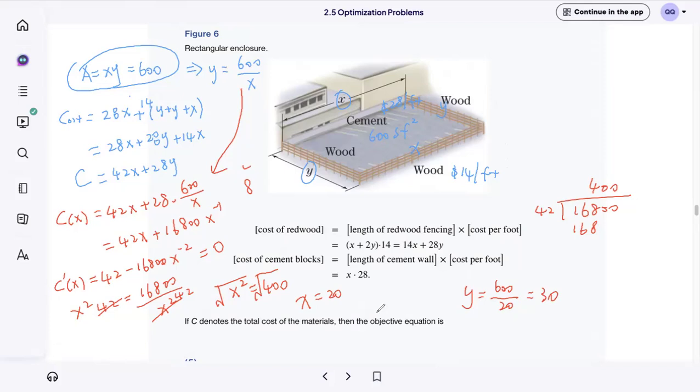All right, so that's how we find it. You see, again, we're given two equations. We can form the cost function equation, and we can form the area equation. So we use one equation to solve for one variable and substitute into the second one. Then we make a function, take the derivative of the function, set it to 0, and solve for the variable.